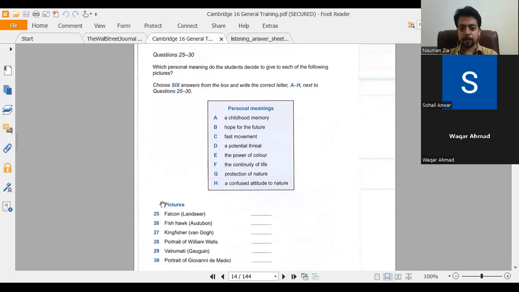For example, the person will talk about these pictures or movies, right? First is Falcon, next, Fish Hawk. Basically, what happened in this picture, Falcon? He will talk about what happened, the power of the color, a potential threat, but they will not talk about the exact word. They will be just discussing. There will be two people discussing something about, let's say, their topic of presentation, right? So you will have to infer the meaning from their conversation and pick the one. I will show you in a second.